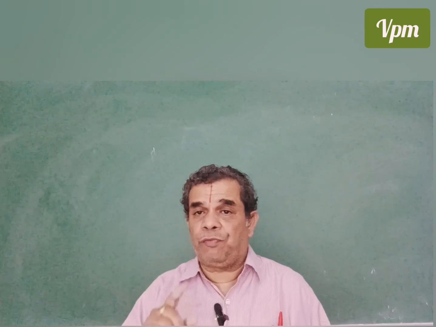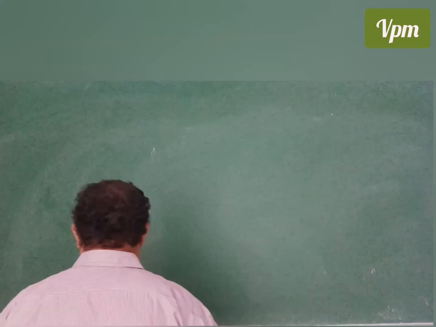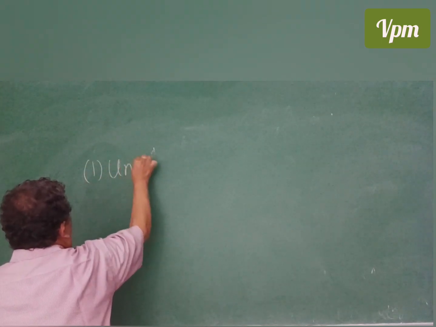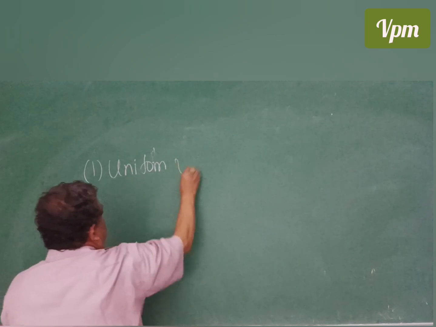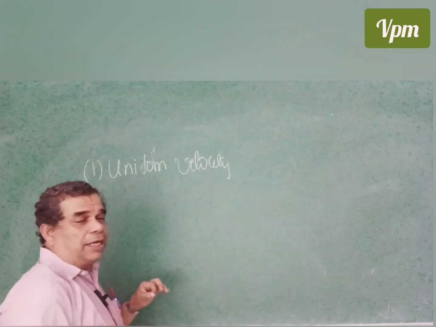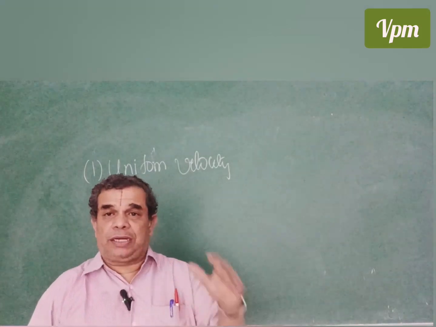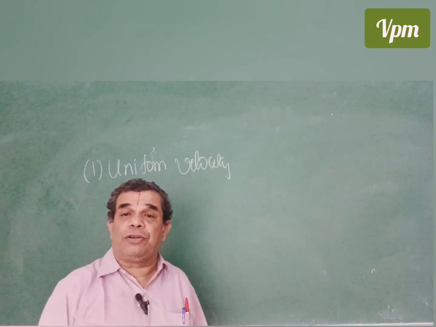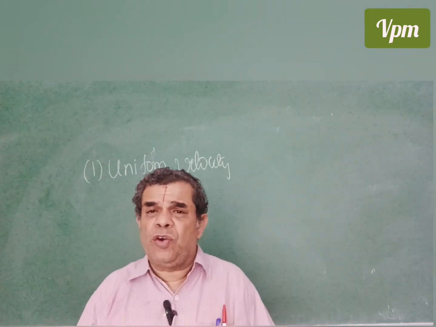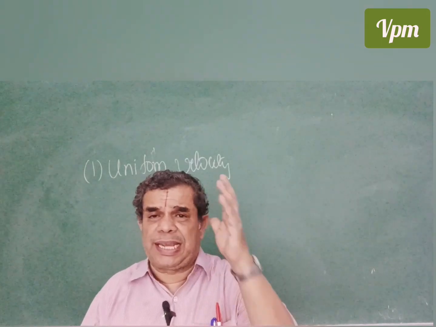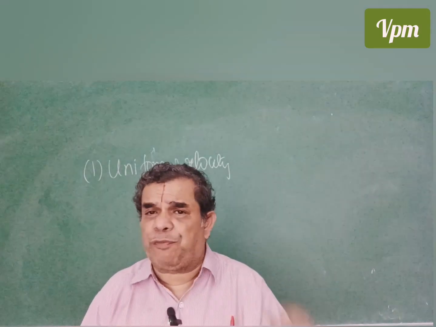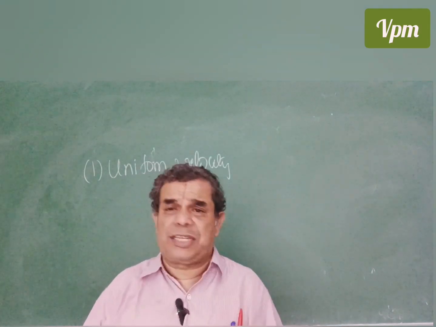The first type is uniform velocity. What do you mean by that? Observe, we draw a figure. Always, as I told you, we must get mental pictures. Pictures are very important. Once we listen to a particular word, if it creates a picture in our mind, definitely we are learning it. That's what we mean by understanding.